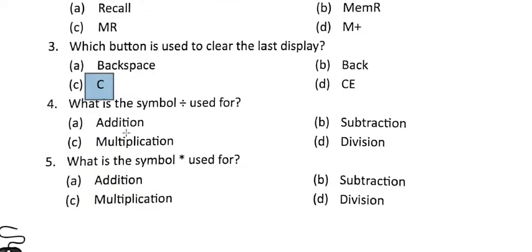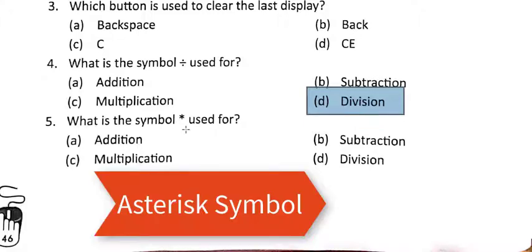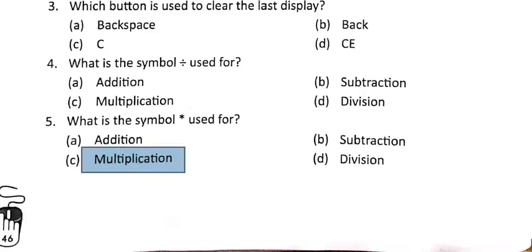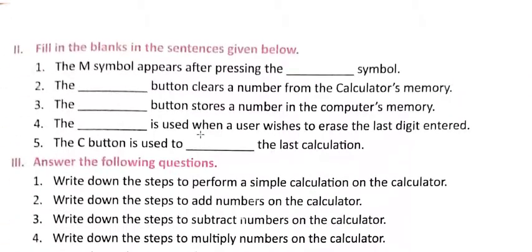Number 4. What is this symbol used for? This symbol is used for division. Next, number 5. What is this star symbol, asterisk symbol used for? This symbol is known as asterisk symbol and this symbol is used for multiplication. You can see this symbol in the calculator here. See, above the minus button. Okay, now we will go to next page.